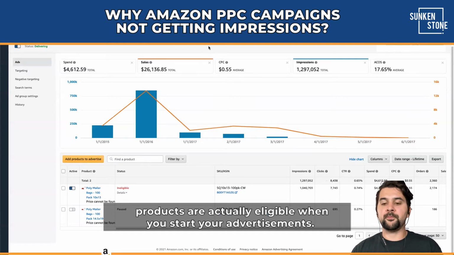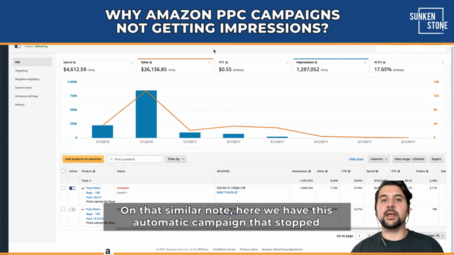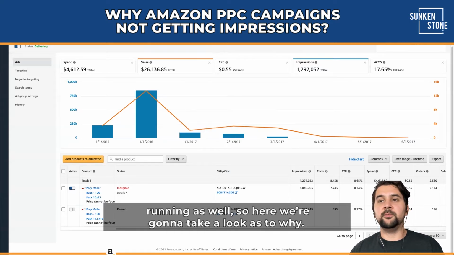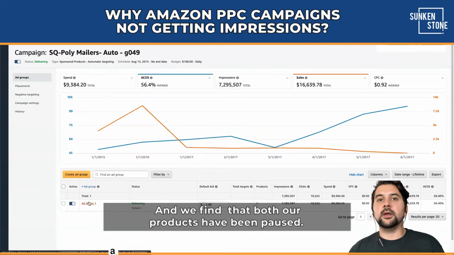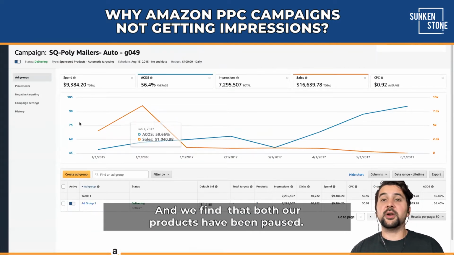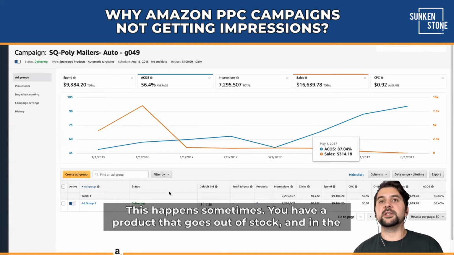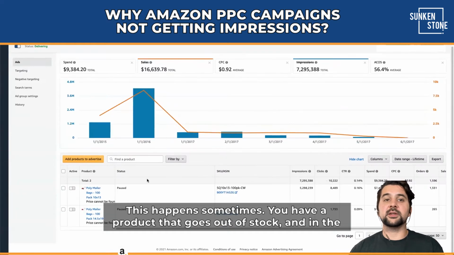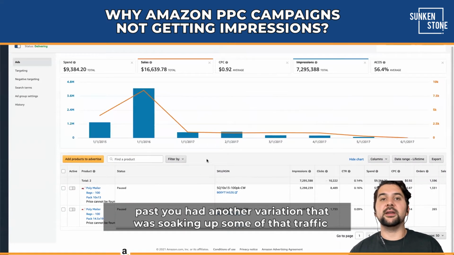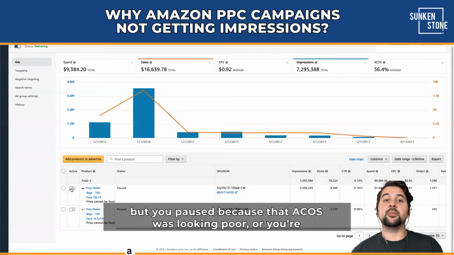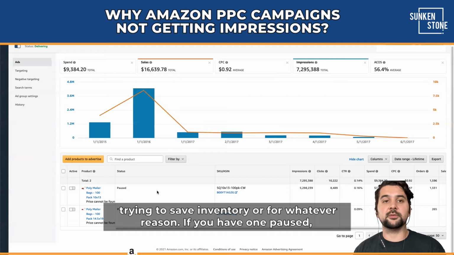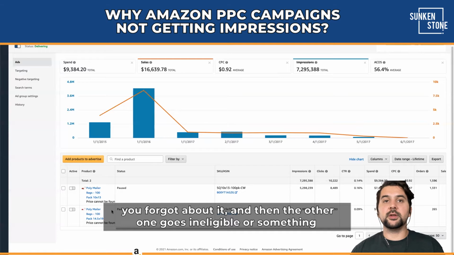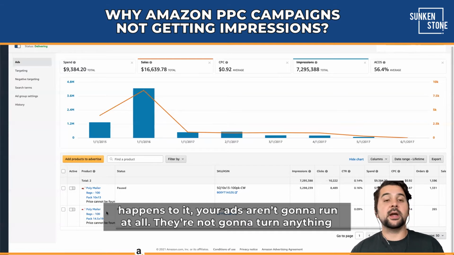On that similar note, here we have this automatic campaign that stopped running as well. So we're going to take a look as to why. And we find that both our products have been paused. So this happens sometimes, like you have a product that goes out of stock. In the past, you had another variation that was soaking up some of that traffic, but you paused it because the ACoS was looking poor, or you were trying to save inventory, or for whatever reason. If you have one paused, and you forgot about it, and then the other one goes ineligible, or something happens to it, your ads aren't going to run at all.